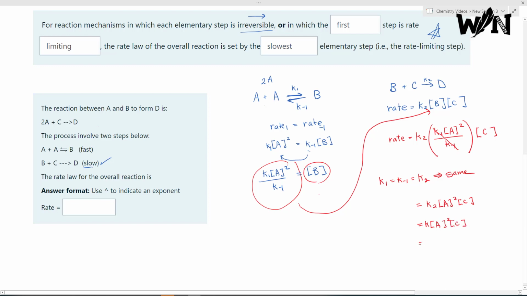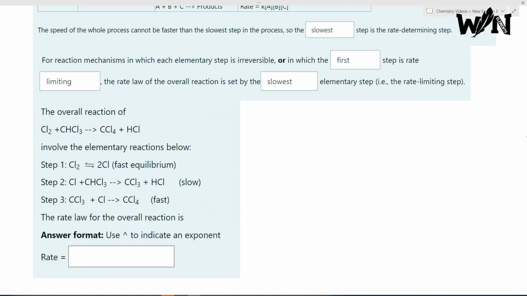If we are to type in our computer K, A, the caret 2, and then C. There you go. This is how you would type in a calculator to represent this as an exponent number. Now let's try a very challenging question, so that way all the other questions will become very easy for you.